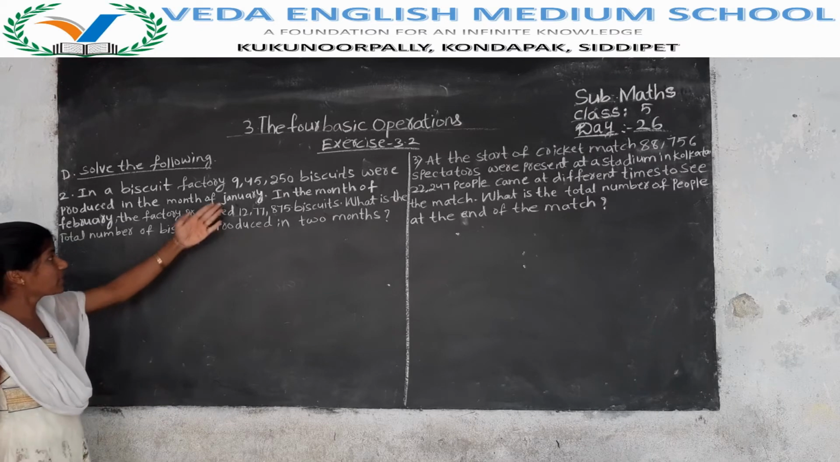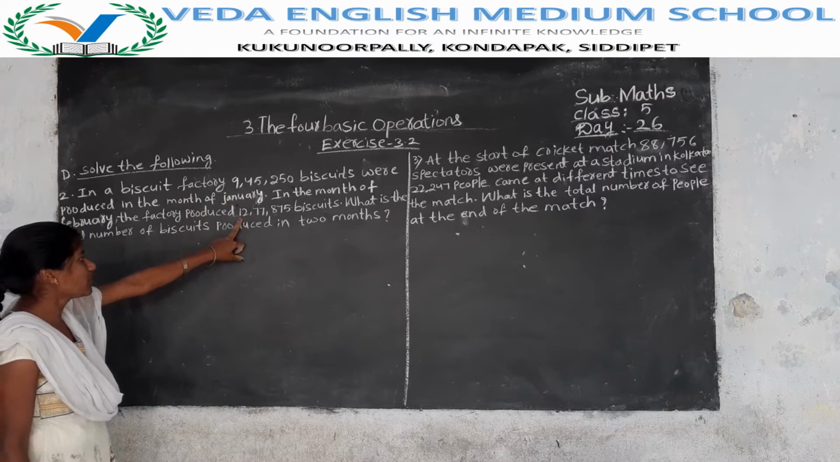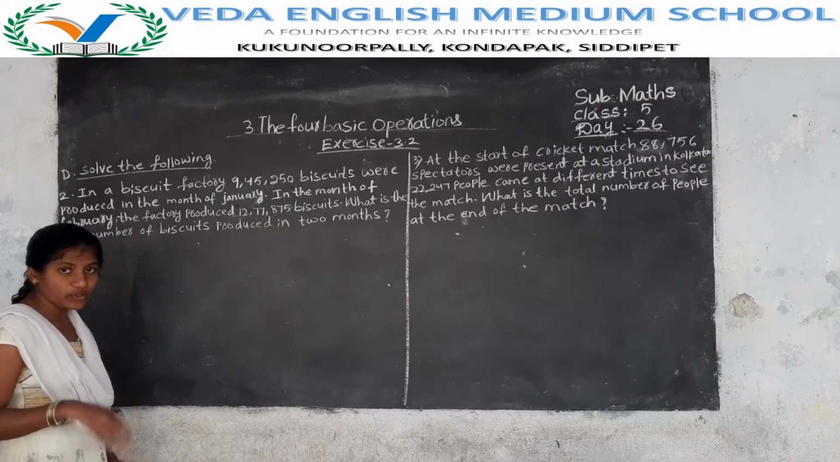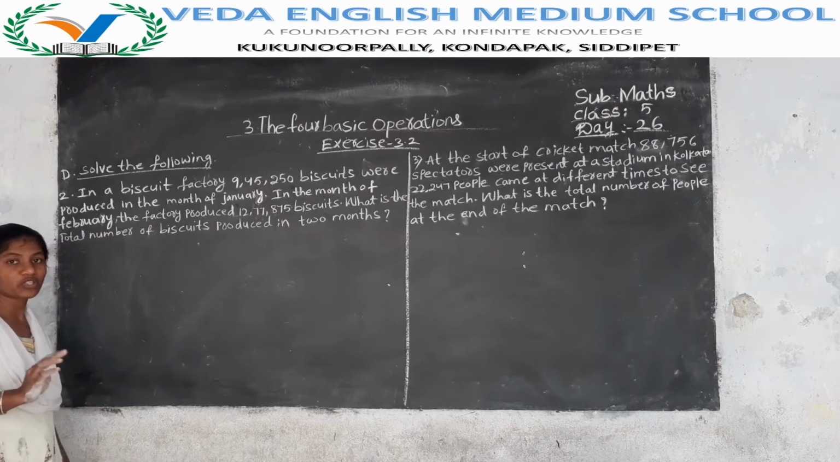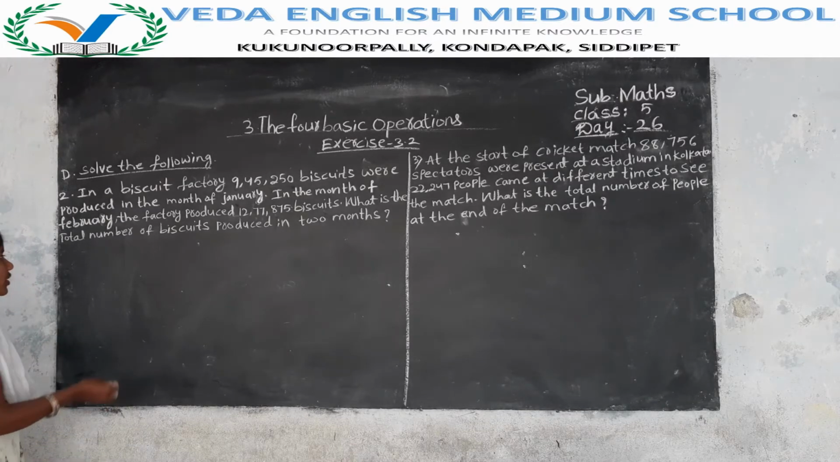In the January month, they produced 9,45,250. In the month of February, they produced 12,77,875. Then, in 2 months, how many biscuits did they produce? They are asking for the total. To find the total, what do we have to do, addition or subtraction? To find the total, we have to do addition.